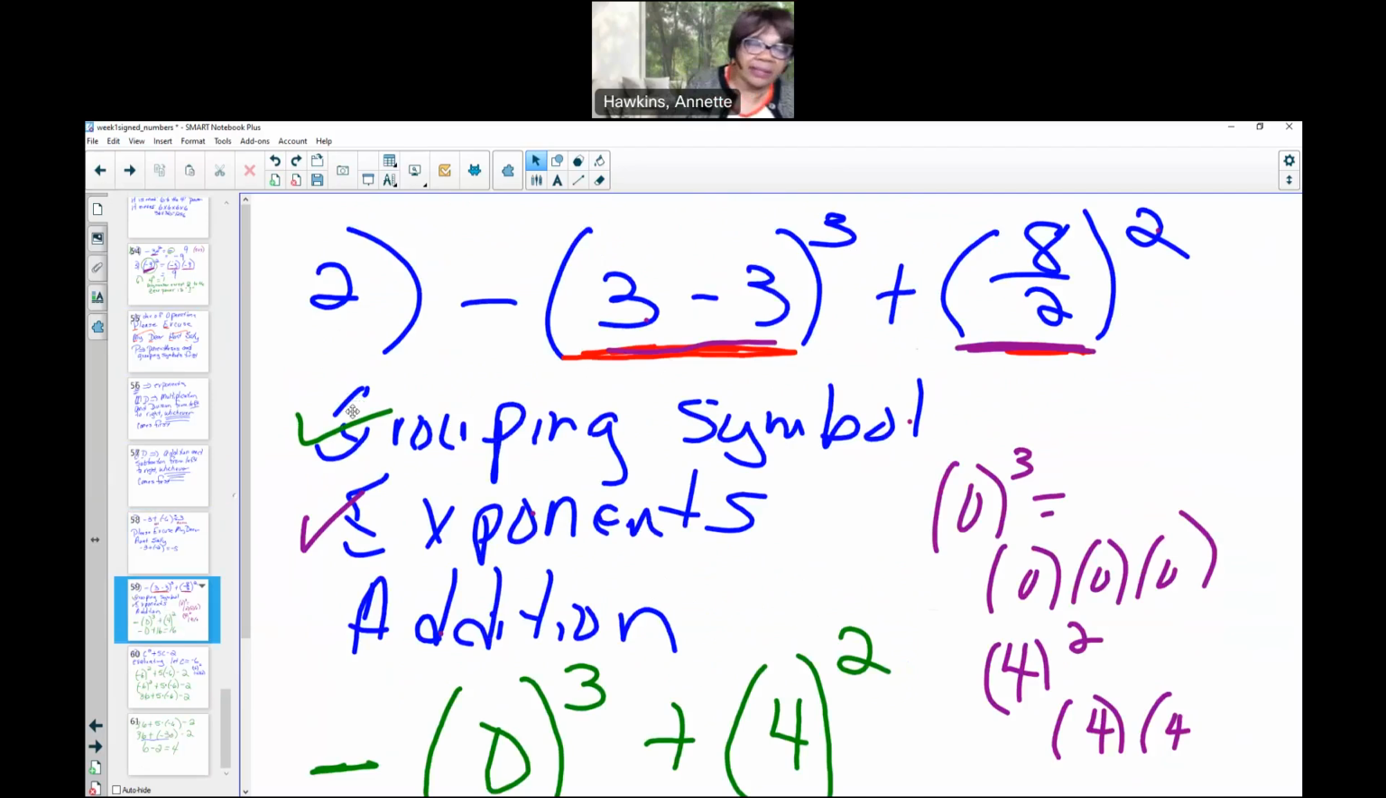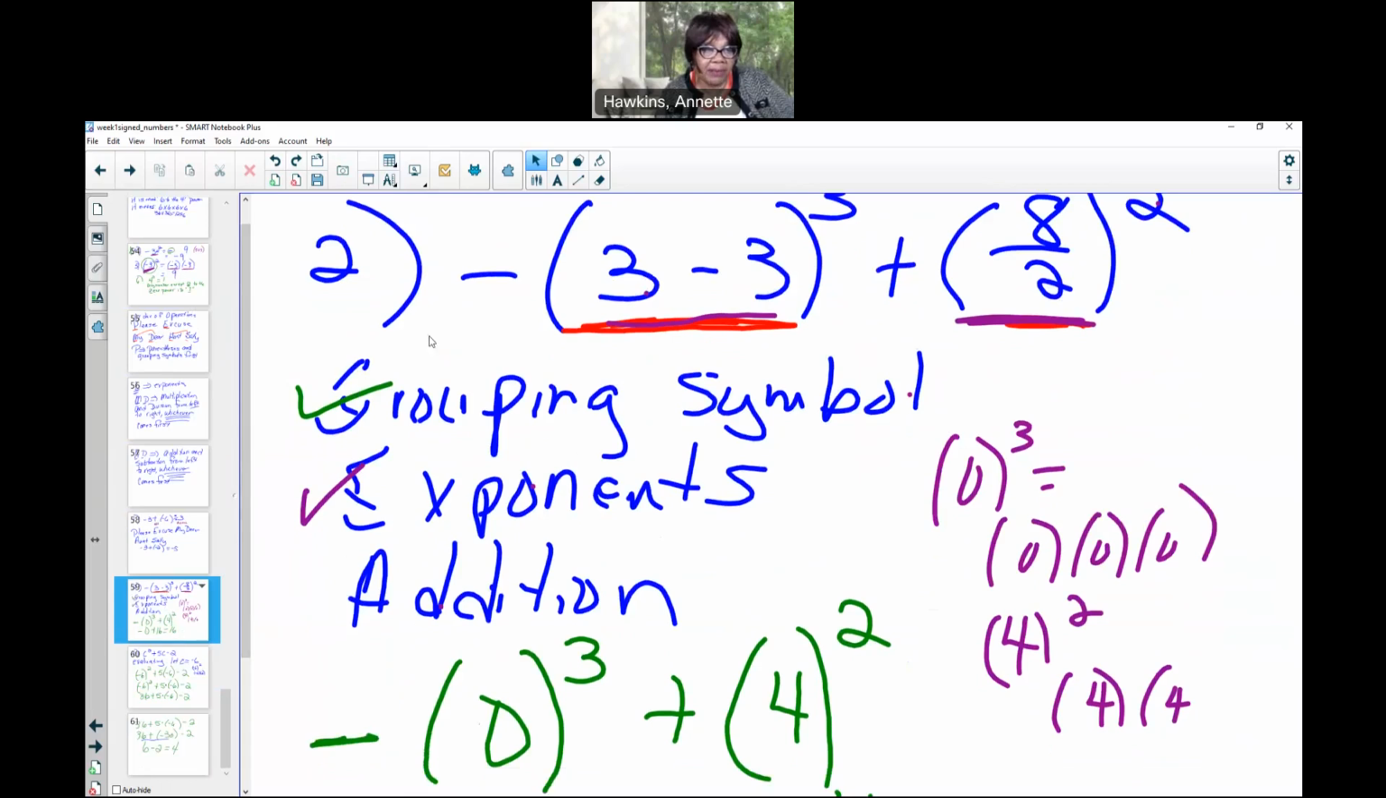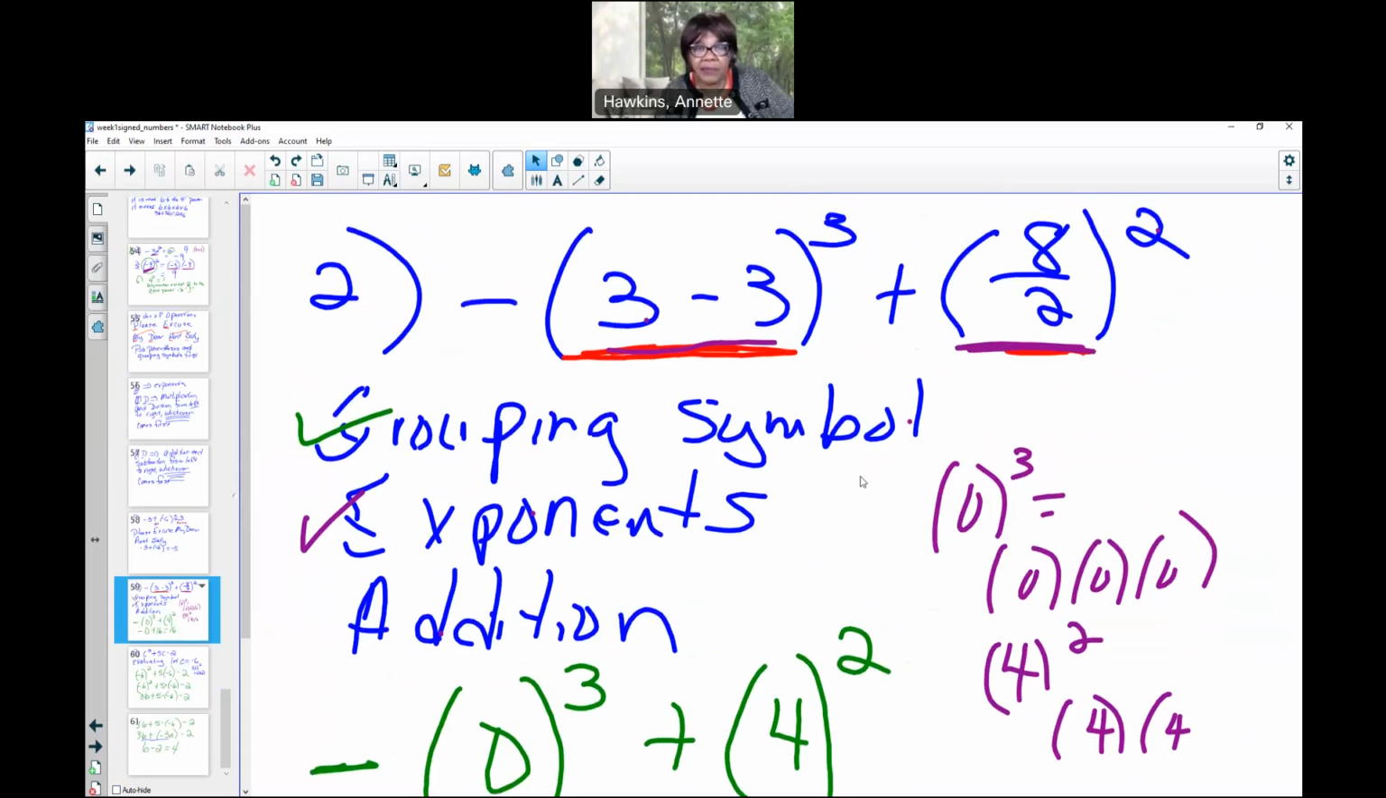Whoa. Okay, let's take a look at this. And so when you see a problem like this, you might be fearful, but you don't have to be. So let's take our time. Grouping symbols first. This is a grouping symbol. This is a grouping symbol. So we need to do the grouping symbol first. 3 minus 3 gives me 0. So I keep this negative. I put 0 in the parentheses, and I put this 3 on the outside.